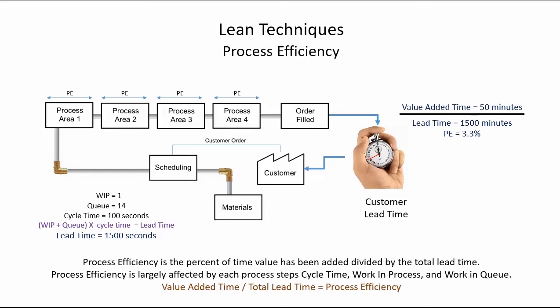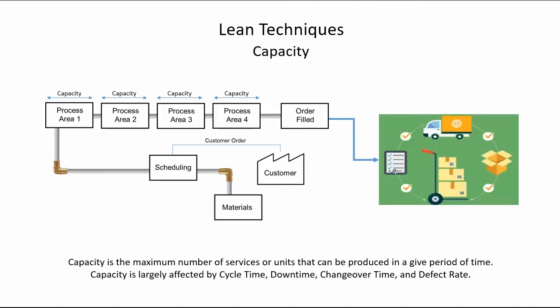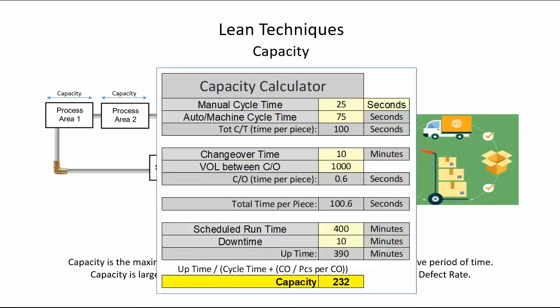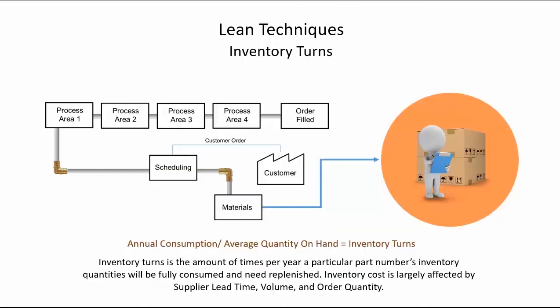Process efficiency is largely affected by each process step's cycle time, the work in process, and work in queue. Capacity is the maximum number of services or units that can be produced in a given period of time. Capacity is largely affected by cycle time, downtime, changeover time, and defect rate. This is a common tool used to help determine the capacity of any process.